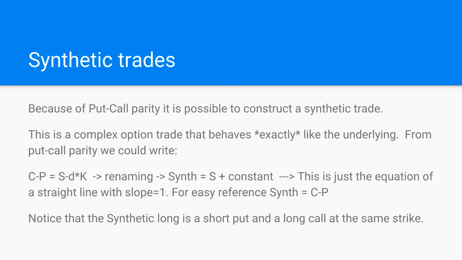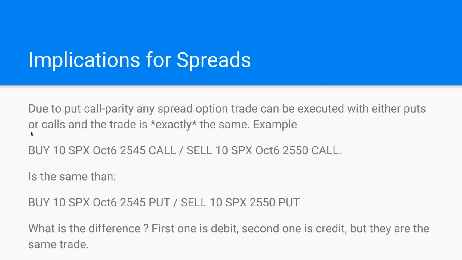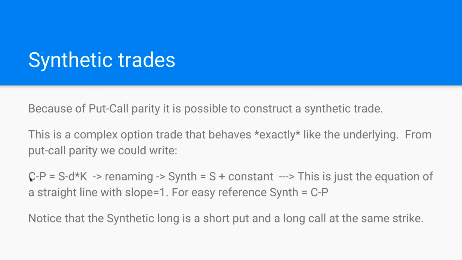So instead of going and buying the shares, you do a synthetic trade, and you have exactly the same risk, exactly the same. How can this be possible? This is possible because if you remember the equation, the only thing I'm going to do is move the put to the left side. If I do that, I get the call minus the put equals the price of the underlying minus the discount times the strike. When you write that equation, I don't see anything special there.